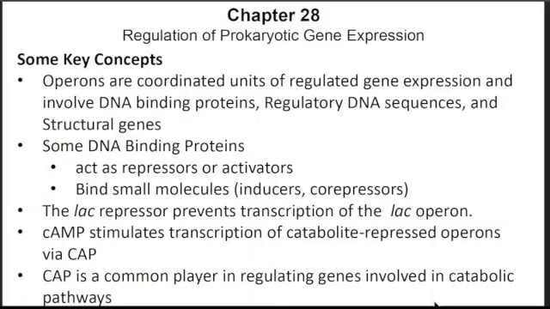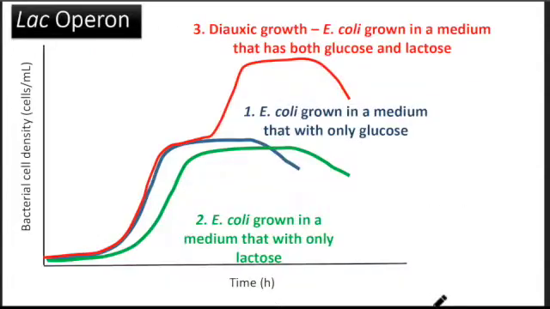So now we're going to get a little bit into regulation of prokaryotic gene expression. And the main model we're going to use is the operon model. And so the first slide here has good information for you to know, and we will go through all of this. So let's start off by considering three cultures, all of E.